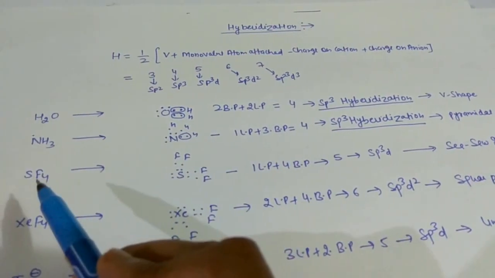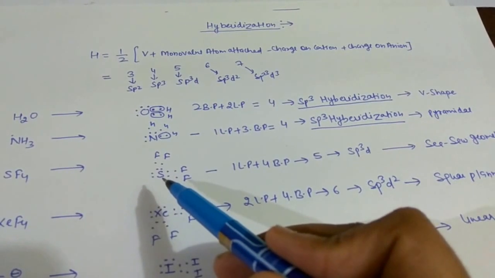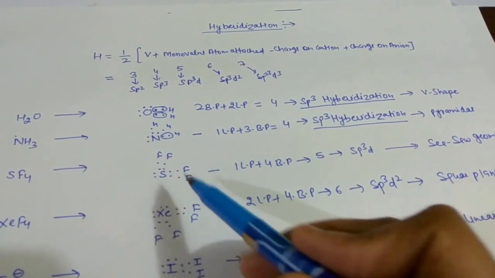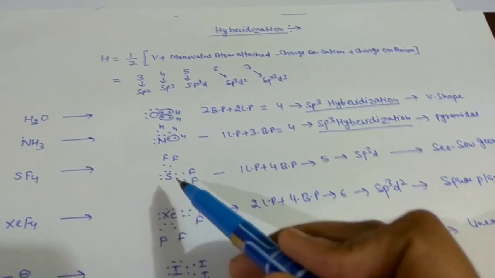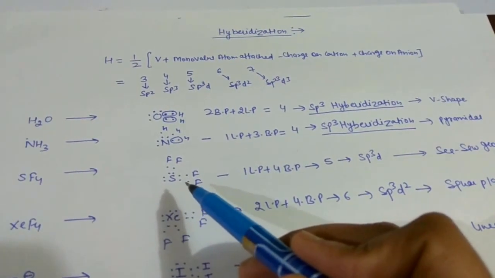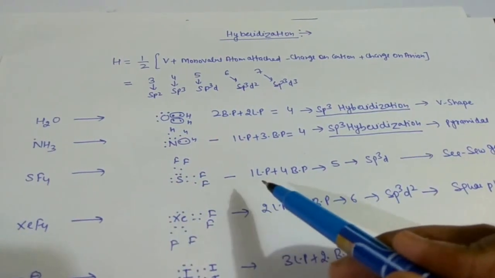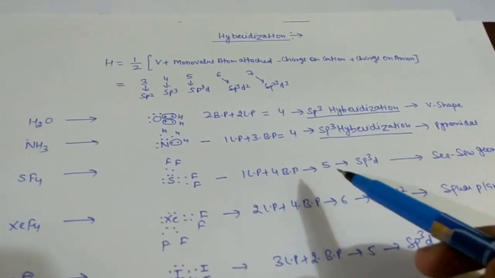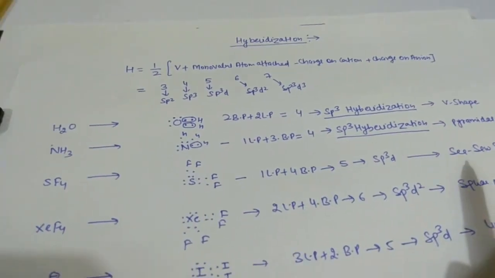Similarly, if we go for SF4, sulfur comes below oxygen, so it should contain 6 electrons, 2, 4 and 6. Fluorine is monovalent, so it will make 4 bonds, that is 1, 2, 3, 4. So there are 4 bond pairs and 1 lone pair, which equals 5, that is sp3d hybridization with 1 lone pair, seesaw geometry.